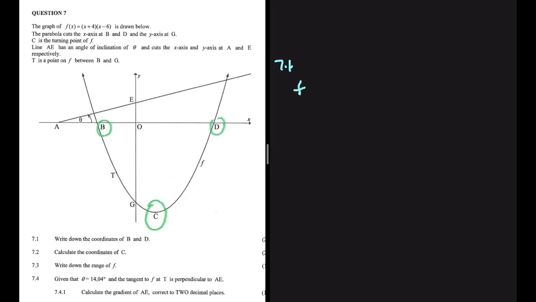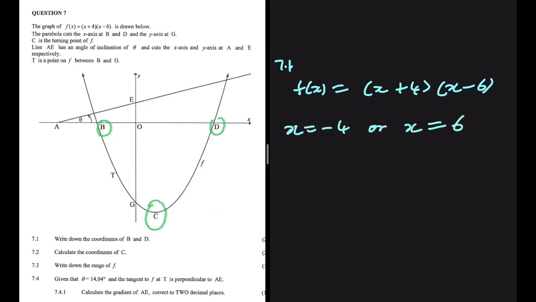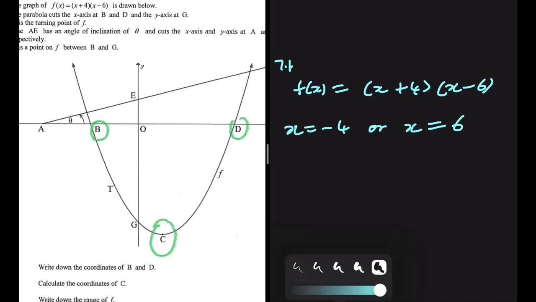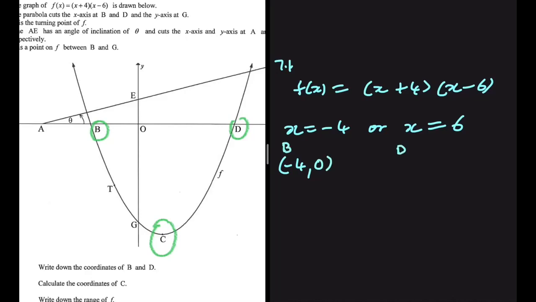We are given the function f of x equals x plus 4 multiplied by x minus 6. Obviously, if we solve for x here, we're going to get x equals minus 4 or x equals 6. It will be easy to see that between minus 4 and 6, the x coordinate of B is minus 4 and the y coordinate is 0 because it is the x-intercept. And then this is the coordinates of B. The coordinates of D, we have 6 and 0. And just like that, we've answered 7.1.